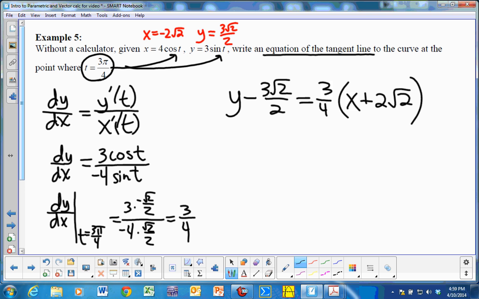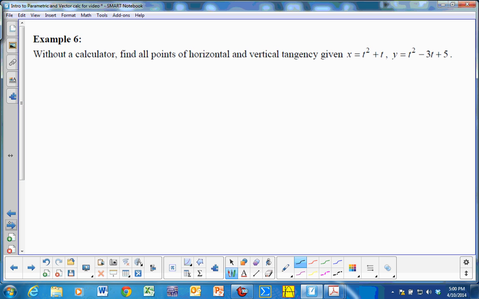Now, if they said something like estimate the value of whatever when x is some number, then you would need to plug it in and simplify. But right now we're good. That's the equation of the tangent line at the point where t equals 3 pi over 4. Now the slope also is telling us this: 3/4 is saying at 3 pi over 4, when we're at that place, that's how dy dx is changing. That's the rate of change, okay, the instantaneous rate of change.